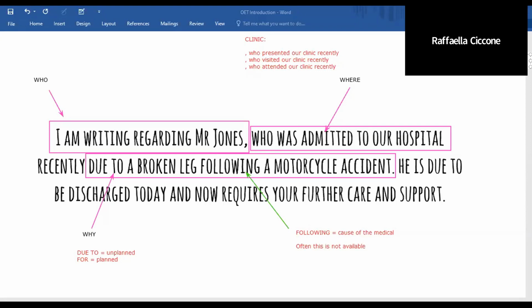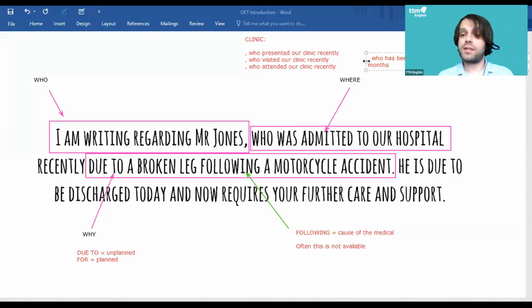Can I ask one question in this part? If you're writing a referral letter to a specialist, do we need to mention this? Or can we just say, I'm writing regarding Mr. Jones who, I don't know, has symptoms suggestive of... Now, this is what I was saying at the start. Some of you doctors will have a slightly different way of doing this. And if you want to do it with symptoms suggestive of, that's okay.